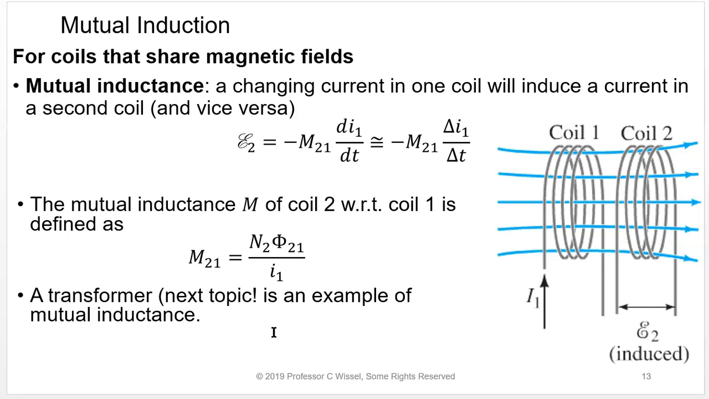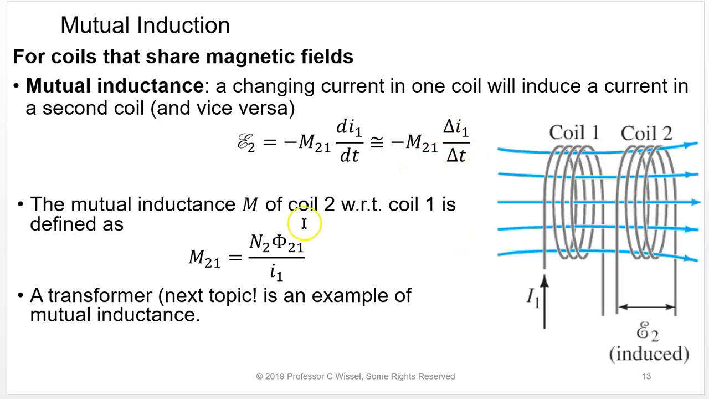And one of the interesting things is mutual inductance. A change in current in one coil, that's coil number 1, will induce a current in the second coil. And it doesn't matter which one you change. If you change the current in this coil, it'll induce an EMF in the other coil. So E2 is going to be minus M21 times dI1/dt, or approximately, for those who don't have calculus, minus M21 delta I1 over delta t.